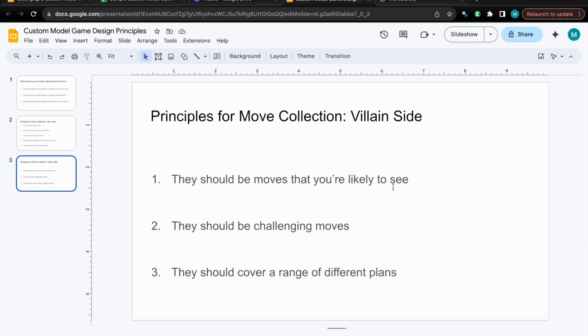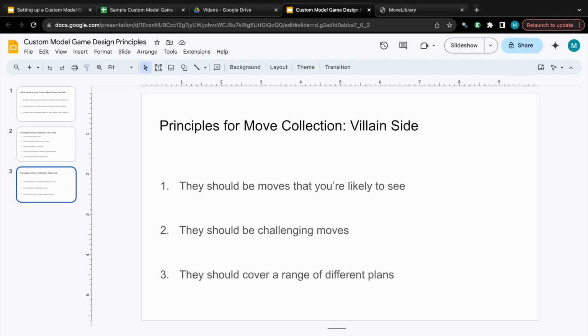And the third thing is that they should cover a range of different plans. Similarly, across your custom model games, you should have a variety of different opponent plans that you see, so that you have coverage and know what to do against a variety of plans. And that's it. Let's jump into actually doing one of these.